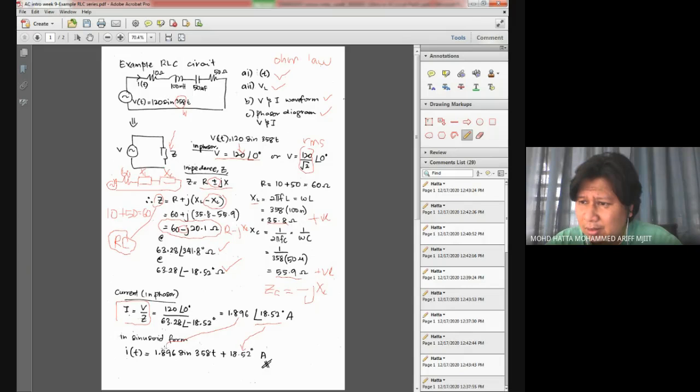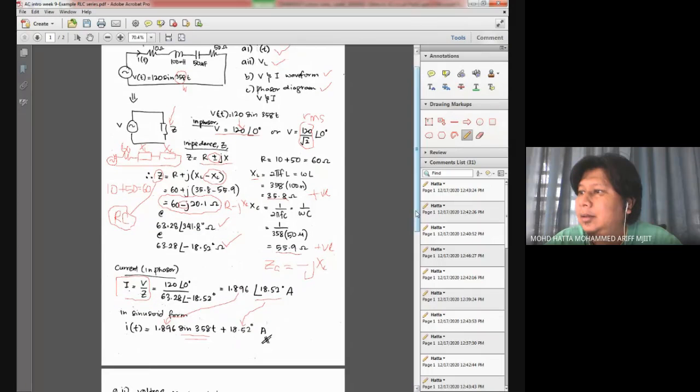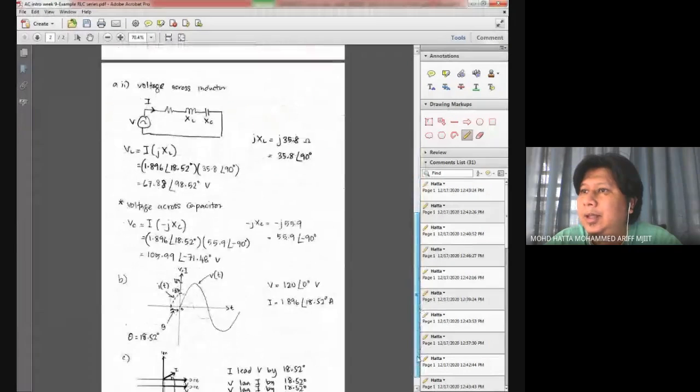The current magnitude should be here. And as I mentioned earlier, if this is sine and you did nothing to convert it into cosine or whatsoever, make sure your current is also a sine wave as well. All right, that's for question number A1. And next is A2.